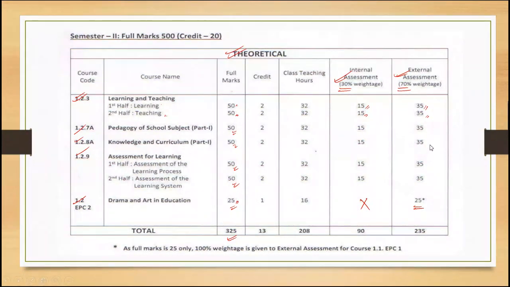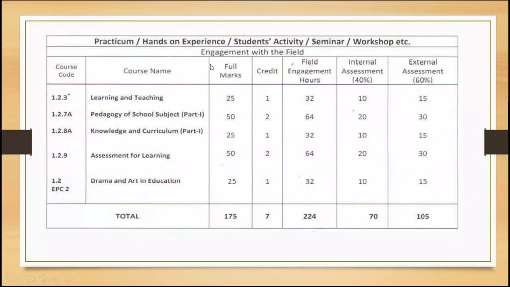Now let's look at the division of marks for internal and external for the practical examination. This is for your practical examination, and here we see that it's practicum, hands-on experience, student activity, seminar, workshop. These are various modes in which your practical assessment is going to be done. Here you have the same subject, same course code, and same course name. It's the same course, just that for the same course you'll be having practical and theory exams, right? So here we are discussing the division of marks for the practical examination part.